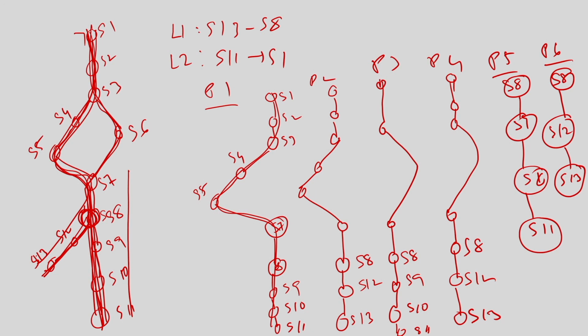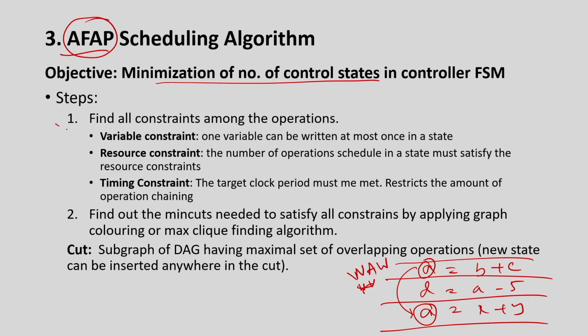Okay. And then you think, is it possible to do everything in one control state? If not, what is the thing causing the problem, and you try to satisfy that constraint. And you try to increase the number of control states minimally, so that things can be done in the minimum number of control states. Okay. So, what is done here? As you understand, you have to first identify all the constraints. So, what are the constraints among the operations, that you have to figure out first.